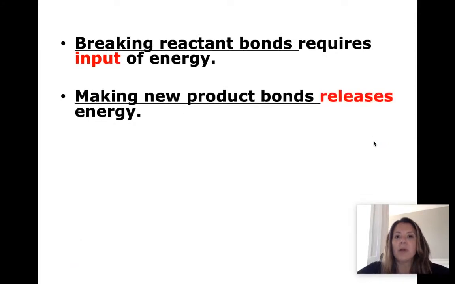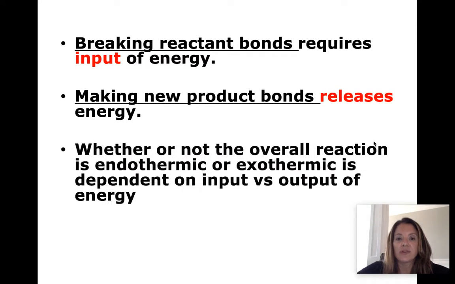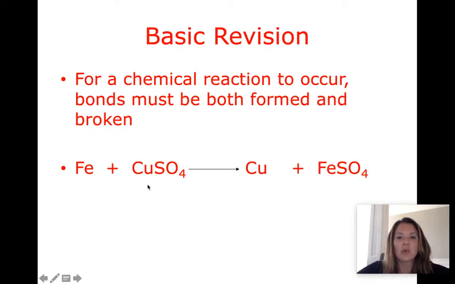So the breaking of reactant bonds requires an input of energy, and making of new product bonds releases energy. Let's just say in total, there was an input of 1,000 kilojoules of energy needed in order to break these bonds. But when these new product bonds were formed, let's say there was 5,000 kilojoules of energy released. Well, if I had 5,000 released versus 1,000 input, there's a greater release compared to input needed. And so if there's a greater release, then this reaction would be exothermic.